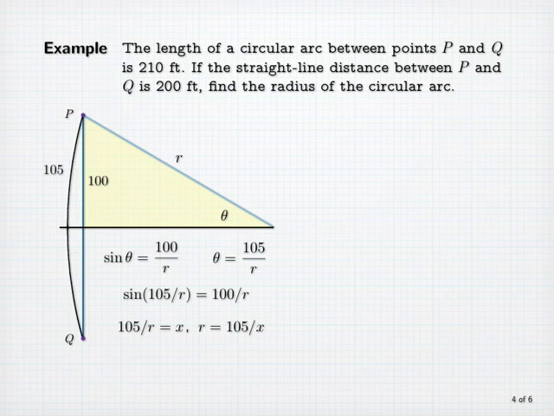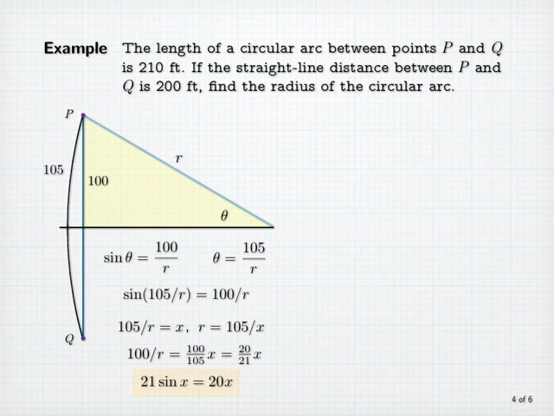The right-hand side, 100 divided by r, will equal 100 times x over 105, which is the same as 20 over 21 times x. So with these substitutions, the equation becomes sine x equals 20 over 21 times x. And of course, we can multiply through by 21 to obtain an even simpler equation. 21 times sine x equals 20x. So this is the equation we'd like to solve.